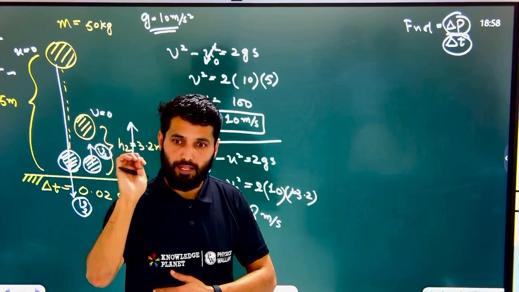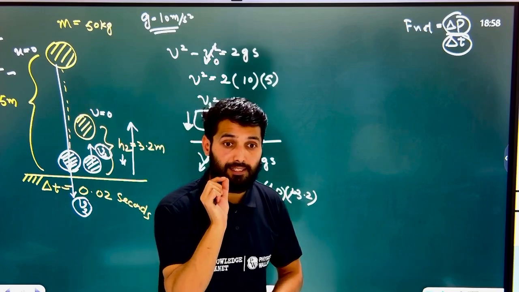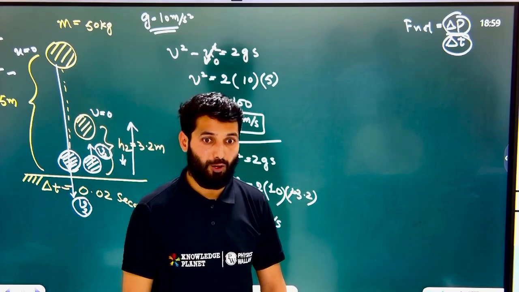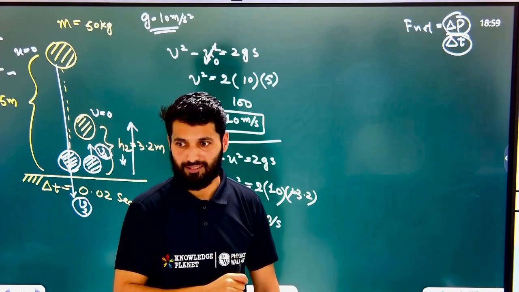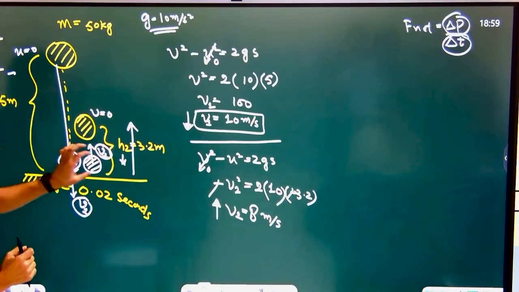Is it clear to you now? No doubt? So G always acts upwards or downwards? Downwards. Always downwards. See, here it's acceleration from here to here. Here it's retardation.